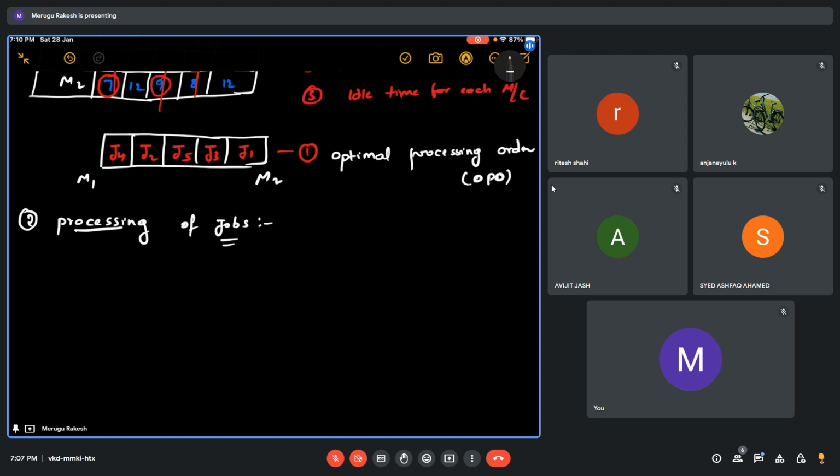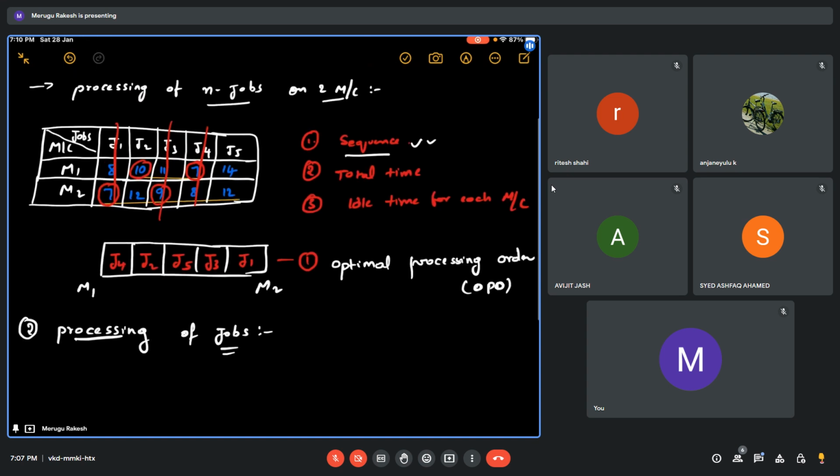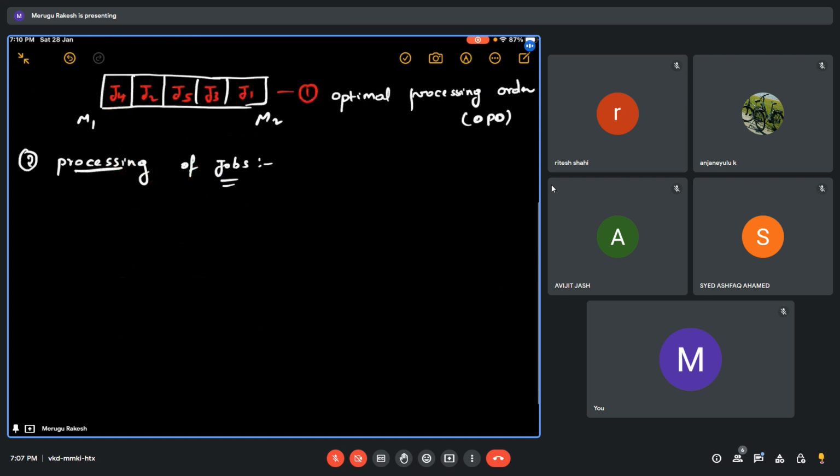So for this we have to construct a tabular column. The first task is done, that is finding the sequence. Now we have to find these two: total time and idle time. This will come in one go, that is, we have to construct this tabular column and we can proceed with that. So for this we'll start with this optimal.